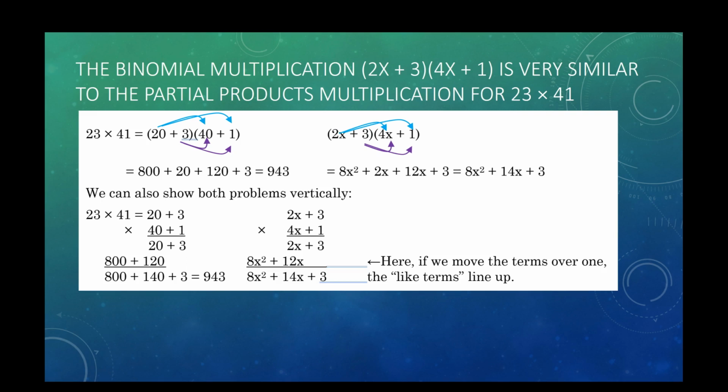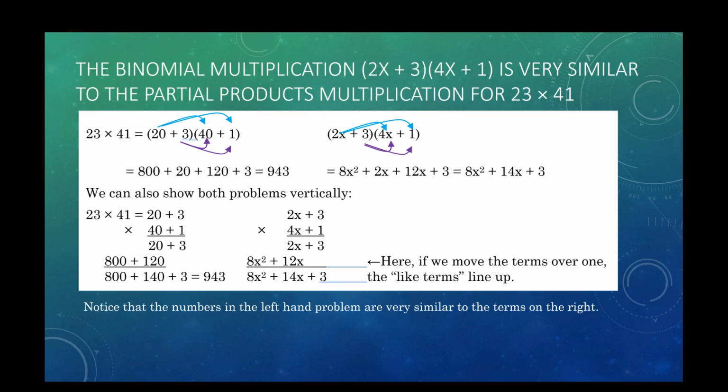Binomial multiplication is very similar to this. So if you remember your algebra a little bit, if you look at 2x plus 3 times 4x plus 1, do you remember how you have to multiply each thing times each thing? A lot of algebra teachers call this the FOIL method, first, outer, inner, last. I don't call it that. I prefer to think of each term times each term, which is how you teach it when you teach multiplication to your students. And again, they both look very similar, and if you move over one, like I showed you before, the like terms will line up.